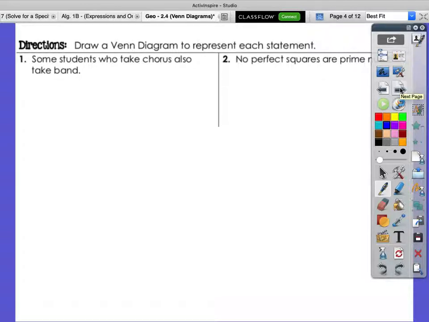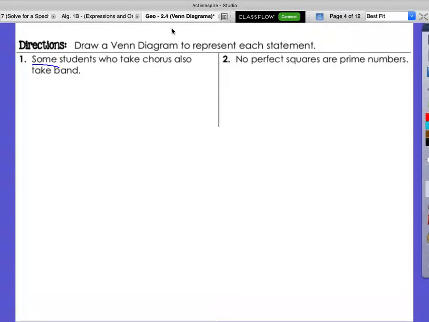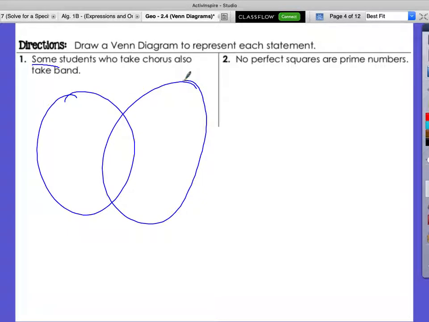So some students who take chorus also take band, okay? So what word should really be sticking out to us right now? Some, okay? So which category are we going to do? Are we going to do that first one, the second one, or that third one that we have? The second one, right? Where there's some overlap, okay? So we have the circle, and we have another circle with overlap. Because we have that word some, that should trigger, oh, there's an overlap here. It's not all, it's not none, it's some, okay?